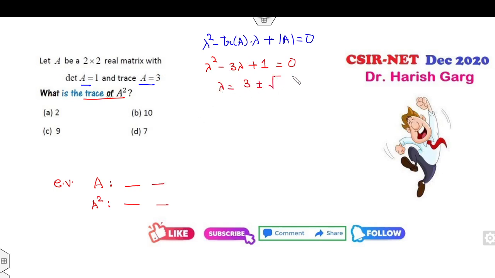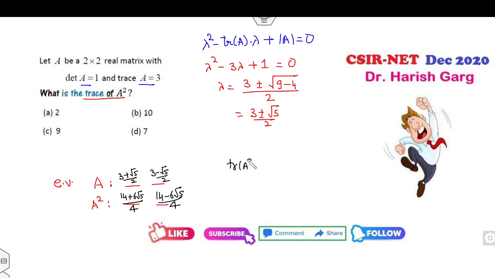Minus B plus minus root of B square minus 4AC divided by 2A. 3 plus minus root 5 over 2. So the eigenvalues of A are 3 plus root 5 over 2, 3 minus root 5 over 2. So can you find the square? So 9 plus 5 plus 6 root 5 by 4 and 14 minus 6 root 5 by 4. So can you find the trace of the A square? The sum of the eigenvalues is 28 by 4. 7 is the right answer of the problem.